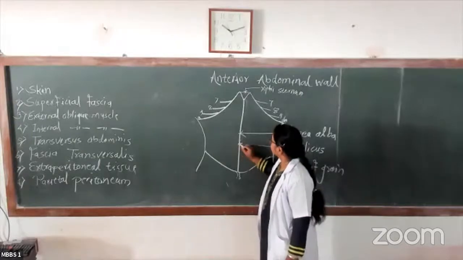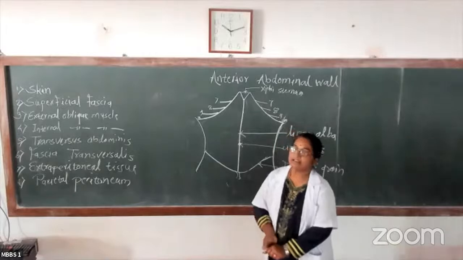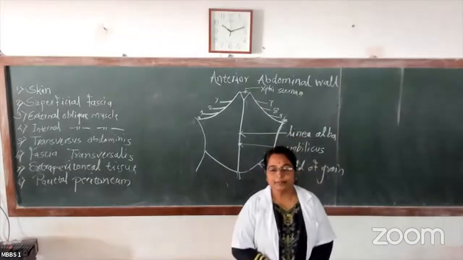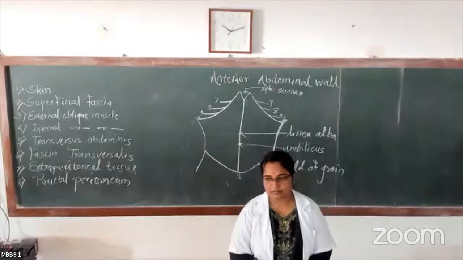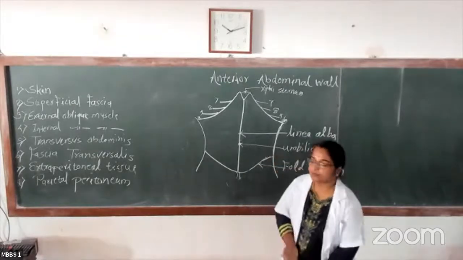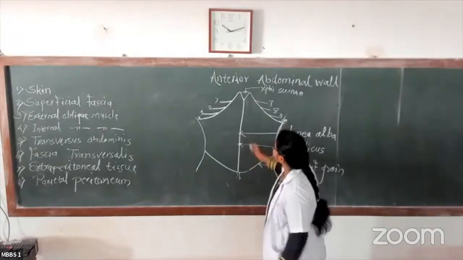Again, the umbilicus is one of the important sites of portocaval anastomosis. So, it is an important site of portocaval anastomosis.